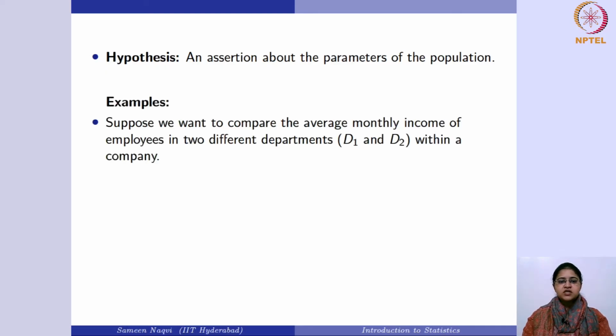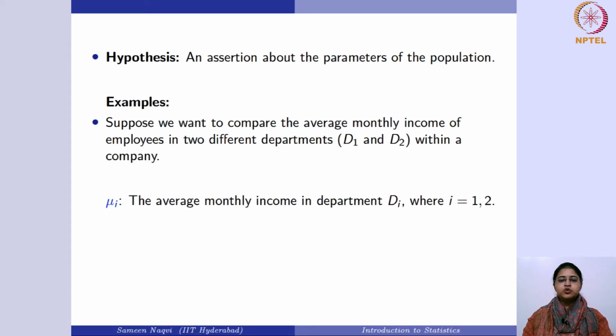For instance, suppose you want to compare the average monthly income of employees in 2 different departments. Then in that case, you can denote mu1 as the average monthly income in the first department, and likewise mu2 would be the average monthly income in the second department. Now, your interest may be to test whether the average monthly income of the first department is less than that of the second, or if it is greater than that. Are they equal or are they not equal? So various situations can be created in which you might be interested.